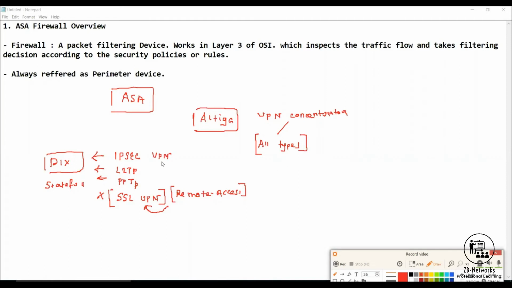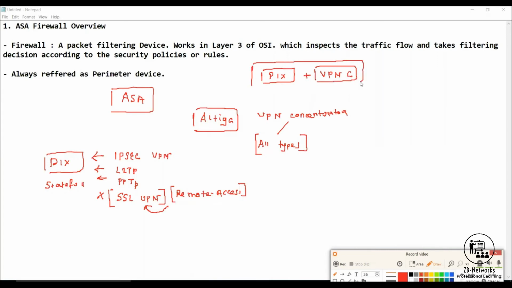IPsec in all flavors, like IKEv1, IKEv2, L2TP v2, v3, PPTP. Talk about site to site, any sort of deployment scenarios, VPN Concentrator used to support. So now what Cisco has done is, ASA is basically a combo of two things, okay? It's a combo of PIX plus your VPN Concentrator appliance from Altiga, and they brought them together.